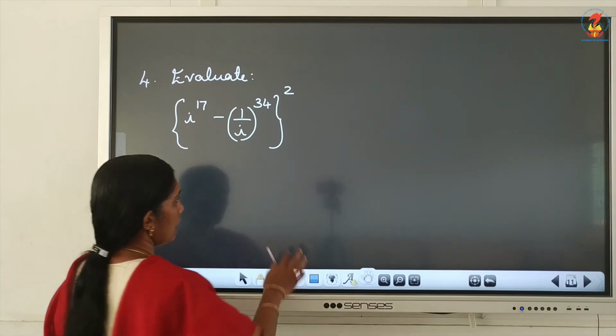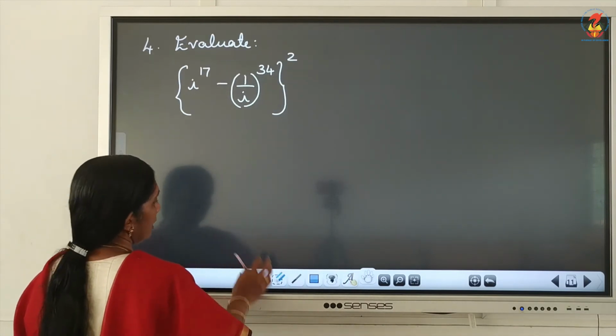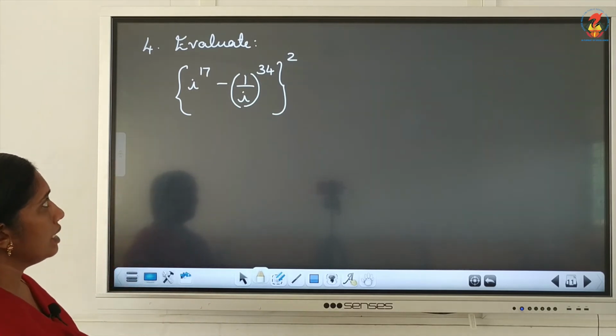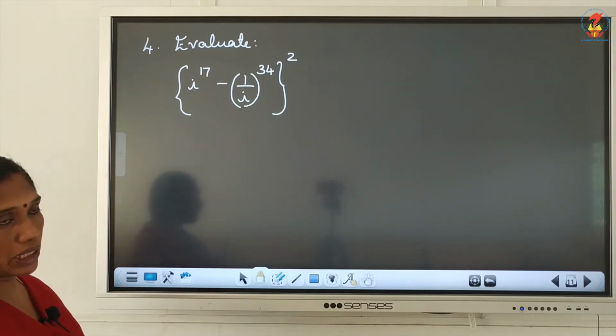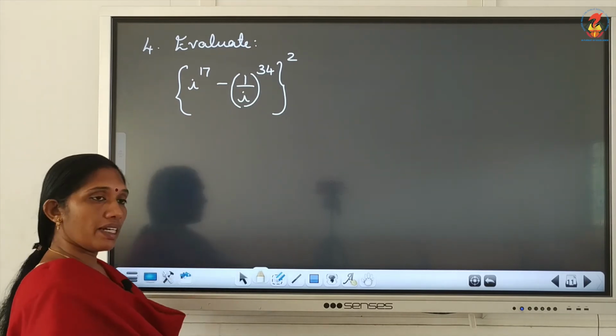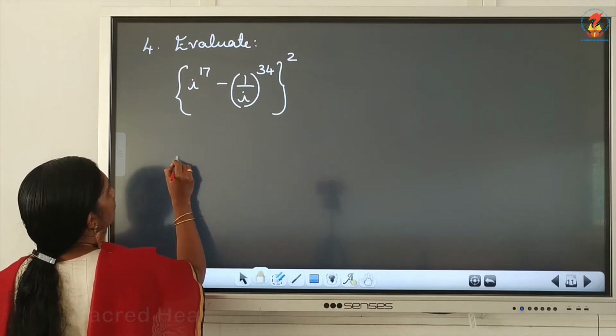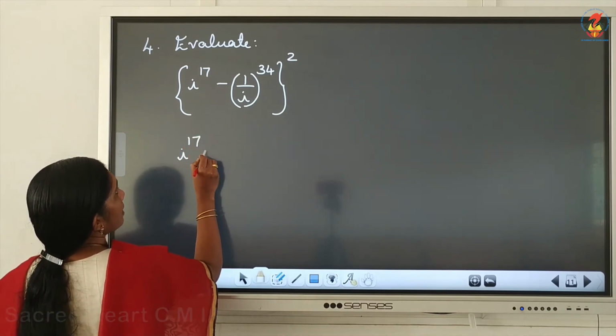Evaluate. Evaluate means we have to simplify the expression: (i^17 − 1/i^34)^2. So what is i^17? i^17 is equal to, again I am writing the question.